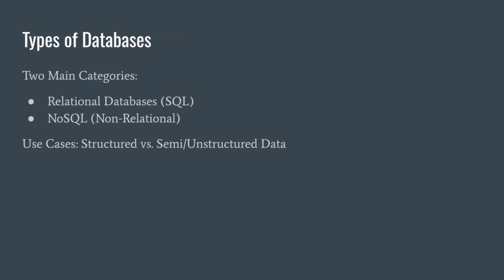On the other hand, non-relational databases store data in various forms like key-value pairs, documents, or graphs, and they excel in scenarios where data is unstructured or rapidly changing. So choosing the right database often depends on the nature of the data and the kind of queries you need to run and the scalability requirements of your application.